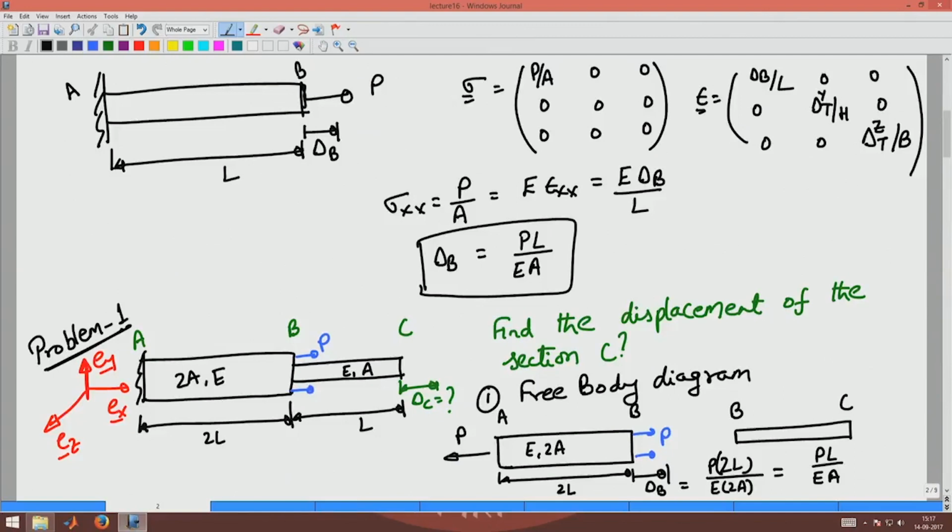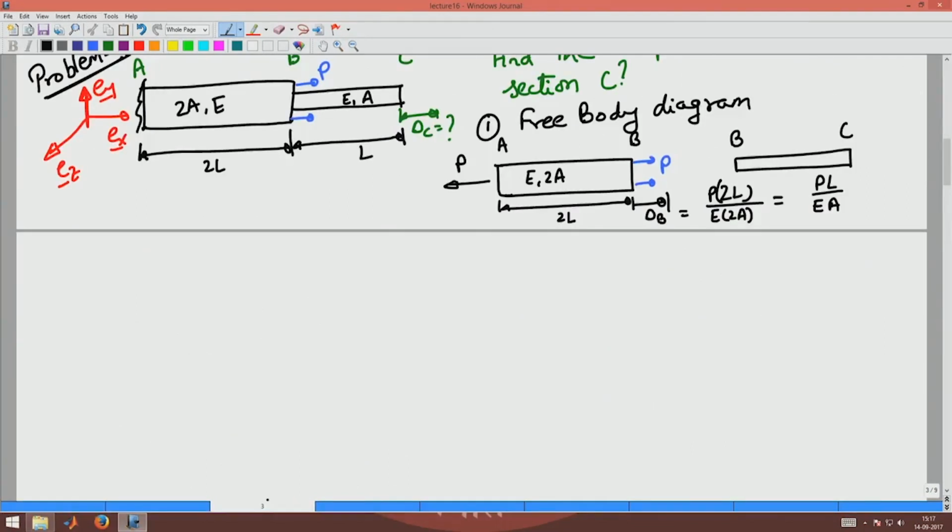Since there is no force at B, if I were to analyze the structure BC, there is no force here, this point moves by delta B and so this will move by delta C. Since this edge moves, this surface also will be moving by some amount delta C. In this case, since there is no force applied, delta C is going to be equal to delta B, which is PL by EA.